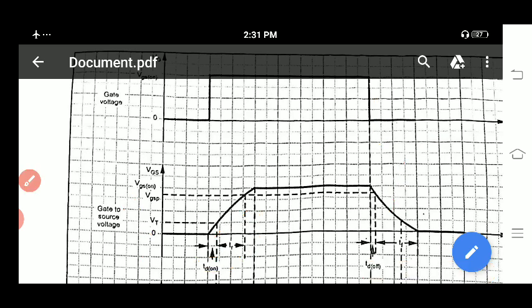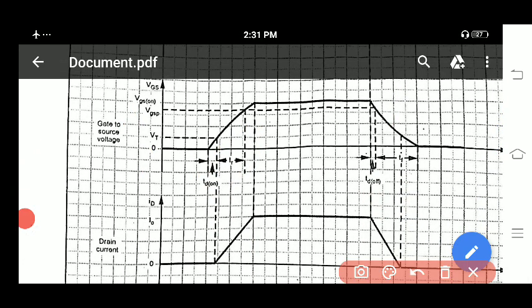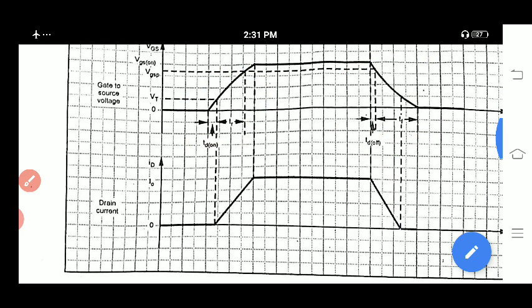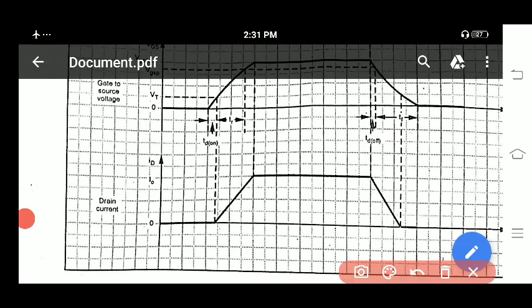Here TD off, with respect to this turn on, you can explain in reverse fashion. How? From the maximum peak voltage, what is the time required to decrease from the maximum voltage down to the peak voltage? That is TD off. After this, what is the time required to decrease the voltage from VGSP down to VT? You can call this time duration the fall time, TF.